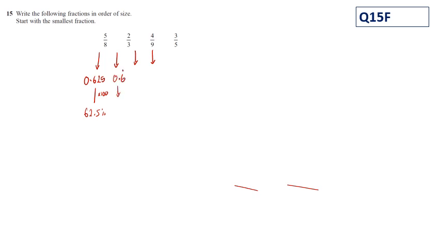And if I do the same thing for the next one, as a decimal, 2/3 is 0.6 recurring, and if I times that by 100, I get 66.6 recurring percent. And then 4/9 is 0.4 recurring, then timesing that by 100 is 44.4 recurring percent. And then 3/5 finally is 0.6, and timesing that by 100 to make that into a percentage is 60%.